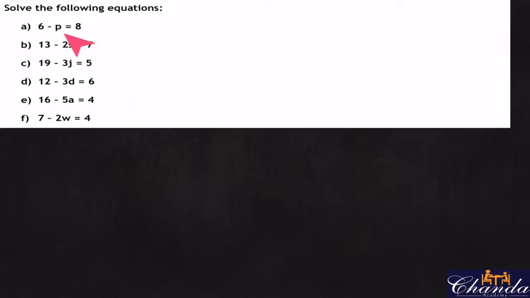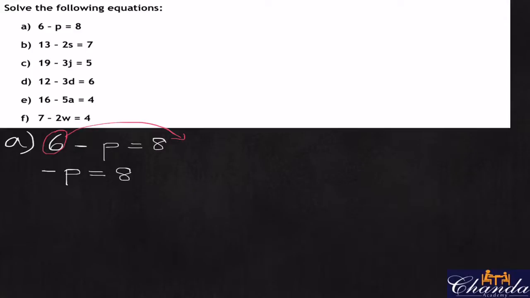Okay, so this question says solve the following equations again. So starting with A, we have 6 minus p is equal to 8. Okay, so once again, same process. We have the need to get rid of the 6 and the negative sign in order to get the p on its own. Okay, so the very first thing we need to get rid of is the 6. So we take that to the other side, and that turns it into negative p, which is what's left on the left-hand side, equals 8.